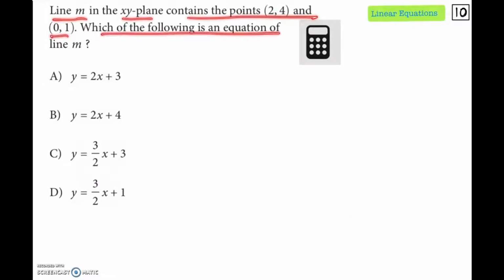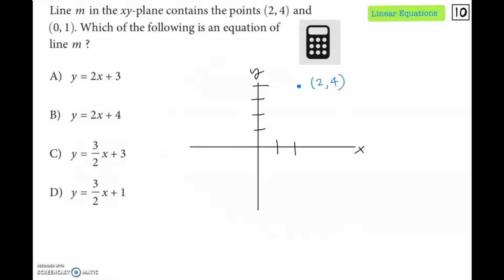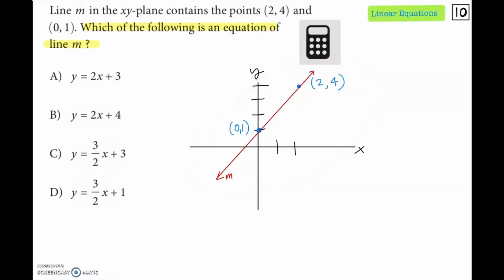Which of the following is an equation of the line M? So here's my xy plane, and here's the point 2, 4, which is over 2 and then up 4. And the point 0, 1 will be right here. So there's some line that goes through these 2 points. And the question they're asking is, which of the following is an equation of line M? So here's line M right here that connects these 2 points.